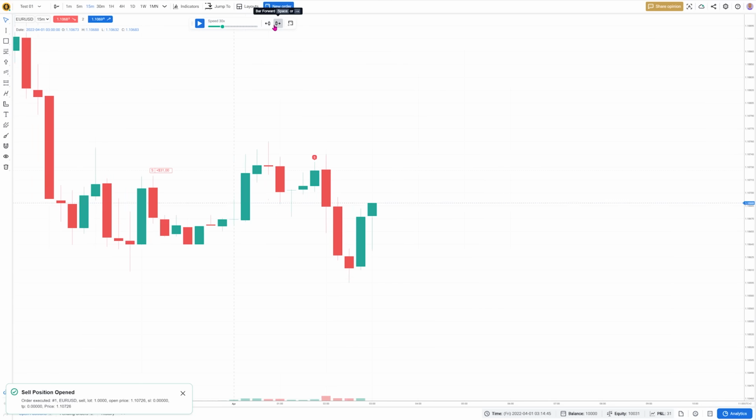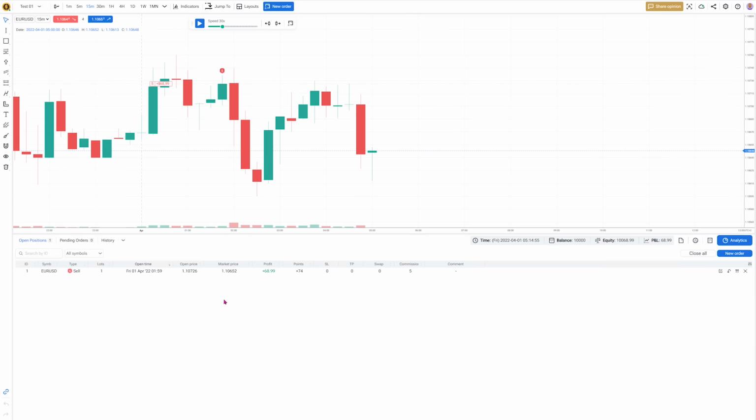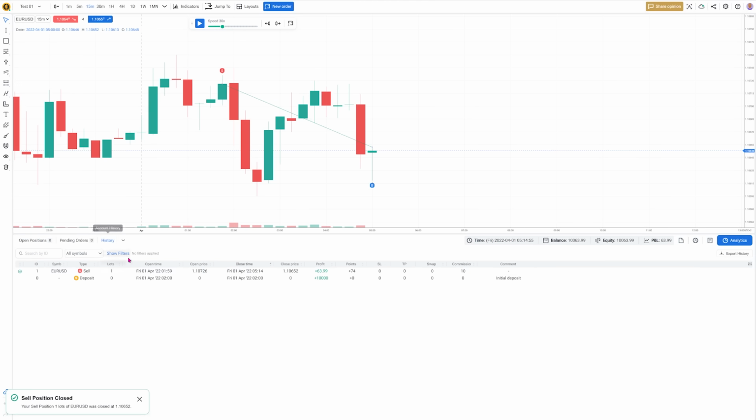As we move forward, you can see how much profit or loss we have, just like real trading. To close the trade, navigate to the bottom left side and select Open Positions. Here, you can close your trade. After that, the results of your trading, including your capital and trades, will appear in the History tab. The chart also shows where you entered and exited the trade.